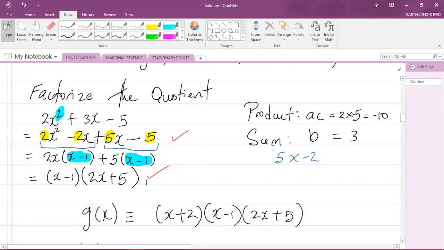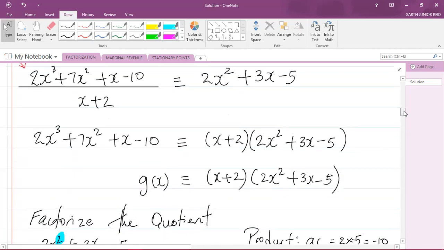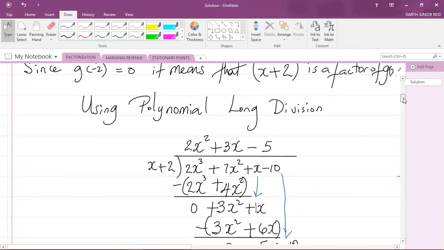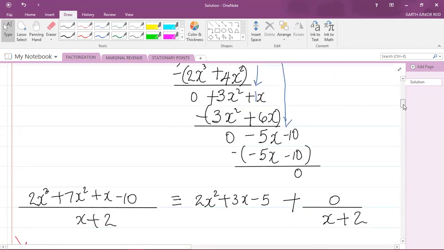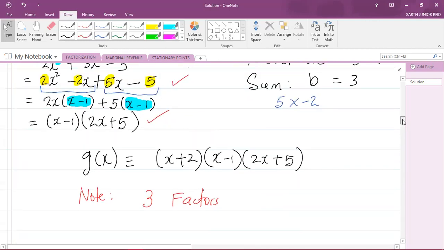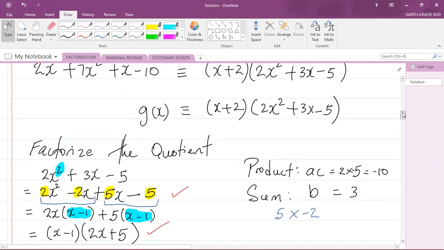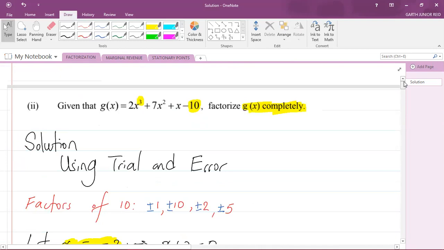All right, good. Now, let me also just clear up that sometimes the quotient cannot be factorized. If it can be factorized, then you leave it as it is. So that is the end of this video here. We have just factorized a third degree polynomial.